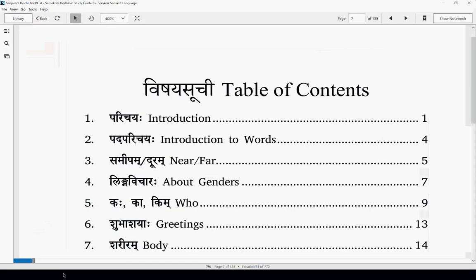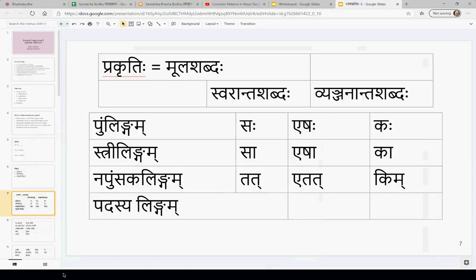Now, the other topic is samipam duram, near, far, which we have studied, right? Other words like saha esha kaha, sa esha ka, tat etat kim. There are two types of words in the Sanskrit language. One is noun, the other is verb. Nama padam, kriya padam. Nama padam indicates some vastu, something. Kriya padam is used as a verb, or action. This is just a revision, which I expect you know already.